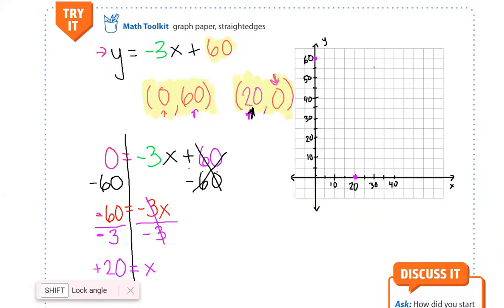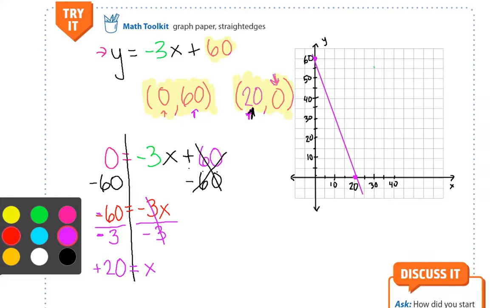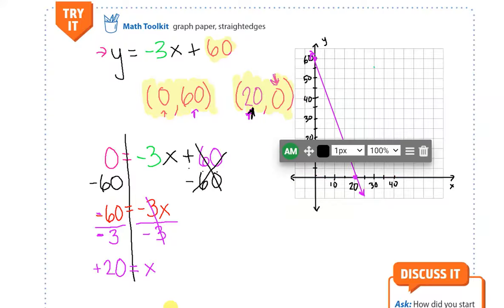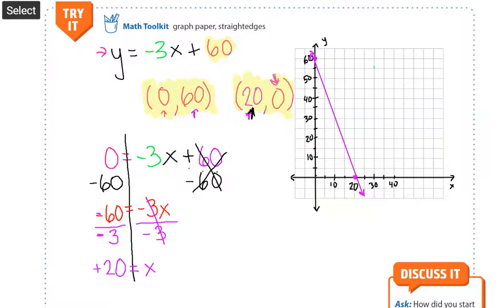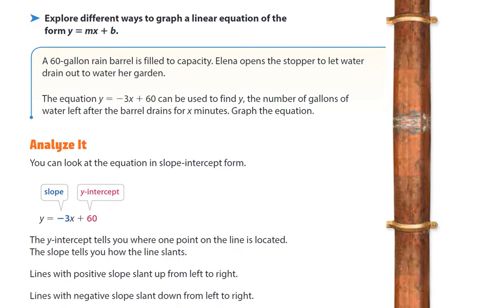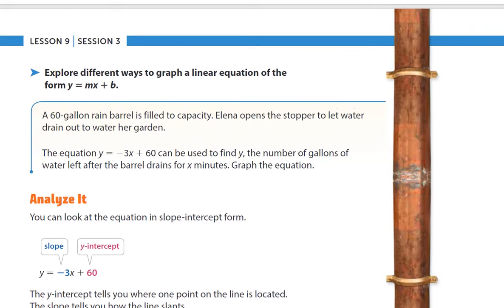And I'm going to get out my line tool again and go from point to point. And it says in the teacher's guide, it has it going forever. Technically for this problem, I don't think you'd do that though, would you? Because the barrel can't have more than 60 gallons. That's the most it can have. It can't have less than 0 gallons. That's the least it can have. So really, technically, you don't want those arrows at the end. But I'm going to leave it because that's what the teacher's guide had. And I'm a conformist. Okay.